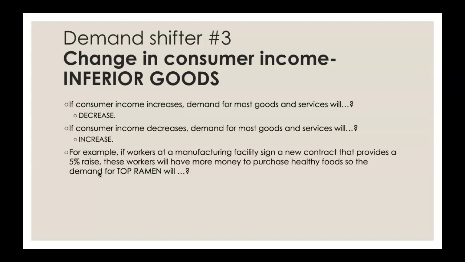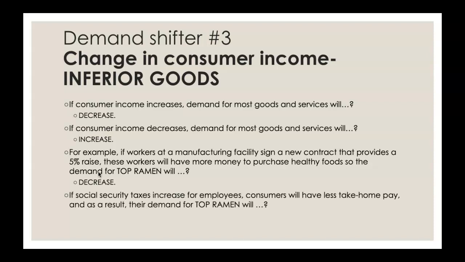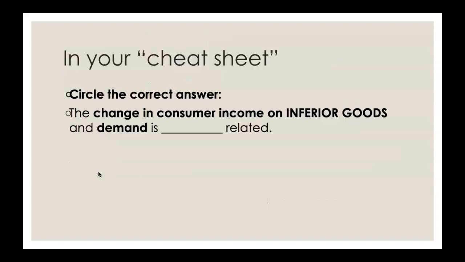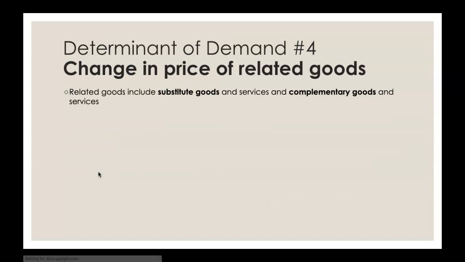For example, if workers at a manufacturing facility sign a new contract that provides a 5% raise, these workers will have more money to purchase healthy food. So the demand for top ramen will do what? If Social Security taxes increase for employees and consumers will have less take-home pay, as a result, their demand for top ramen will do what? Top ramen is an inferior good. All right, so as we put in our cheat sheet, that's an inverse relationship.